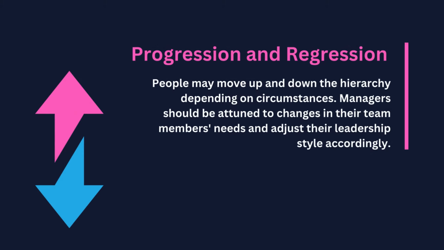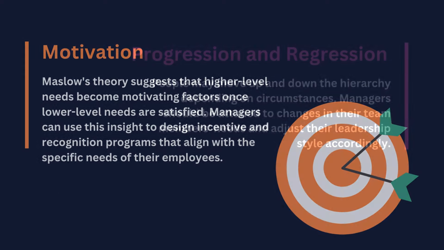Progression and regression. People may move up and down the hierarchy depending on circumstances. Managers should be attuned to changes in their team members' needs and adjust their leadership style accordingly.